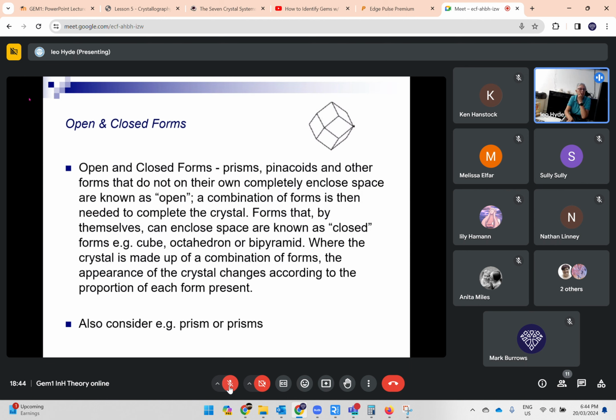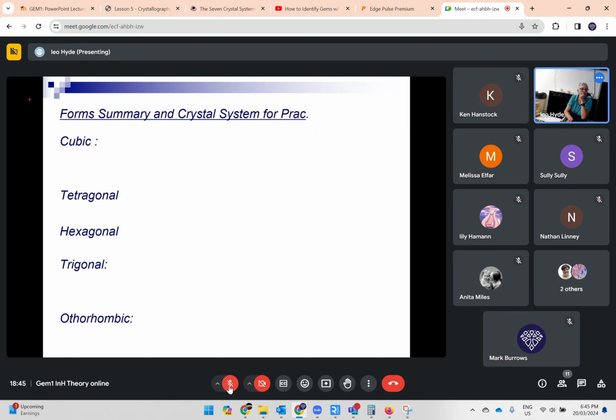Open and closed forms. We talked about that last week. If we made a whole crystal out of prisms, the idea of a closed form means, if we just use prisms, would it be enclosed by space? These are half-mark questions in the exam, okay? Some of these things are only half-mark questions, so you don't fall on your sword just because there's one little thing that you've missed.